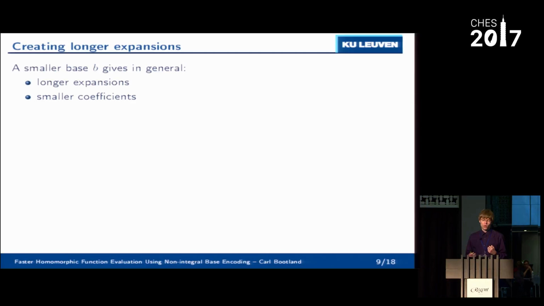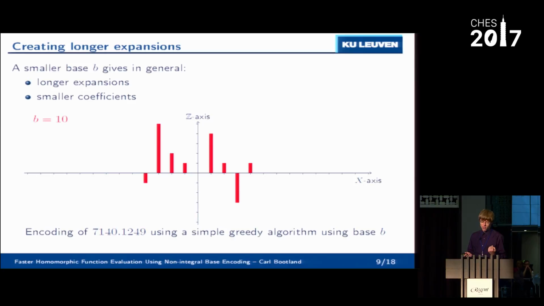So what we noticed was that for smaller bases b, we get longer encodings which have smaller coefficients. To show you this, I have an example. Here I just picked a random number, 7140.1249, and use some simple greedy algorithm to encode it using a base b. So here is b equals 10. And as I click through, the base b will decrease. And watch how the expansions get longer and the coefficients get smaller. So this is b equals 9, 8, 7, 6, 5, 4, 3, 2. And then we have to stop. There are no more integers larger than 1 we can use. And this is a problem because we would like even longer expansions.